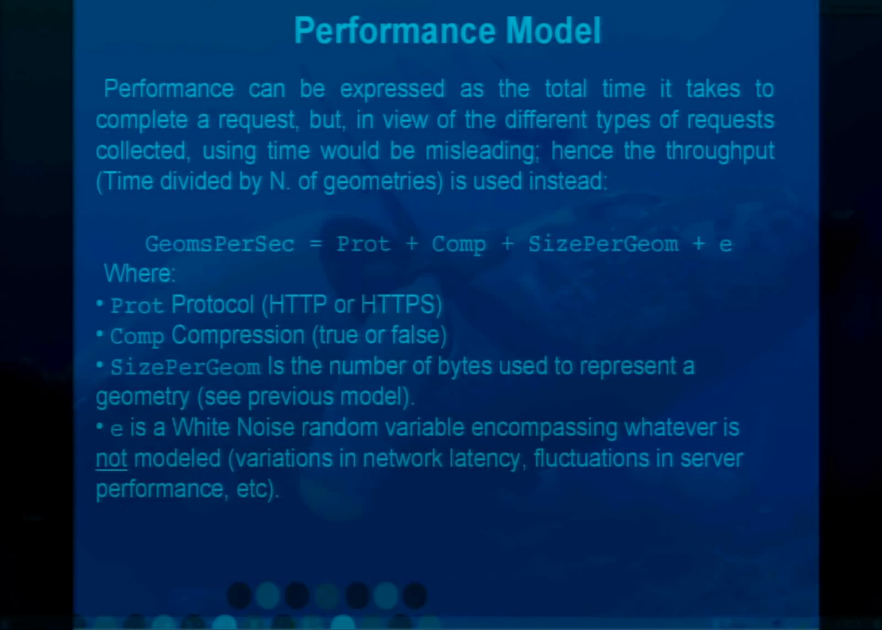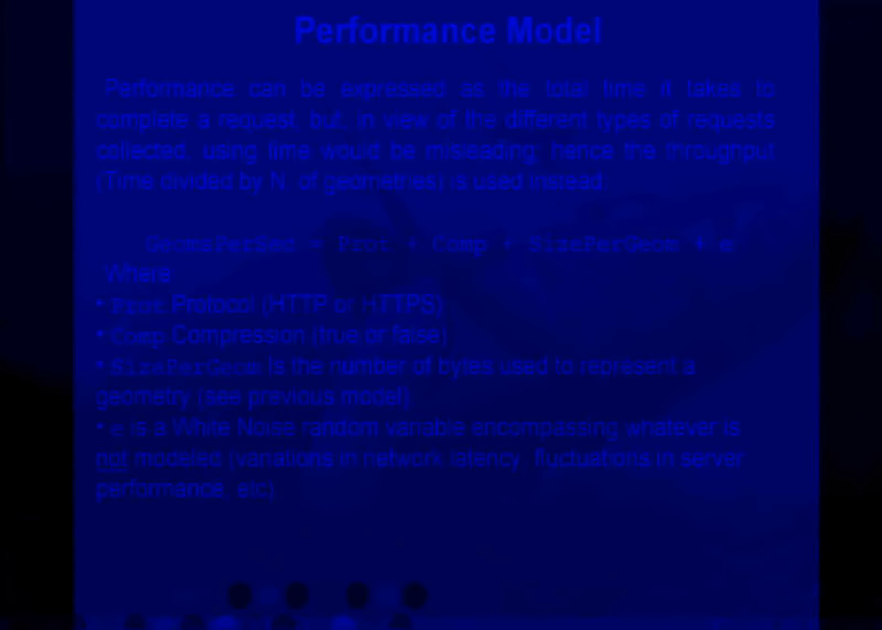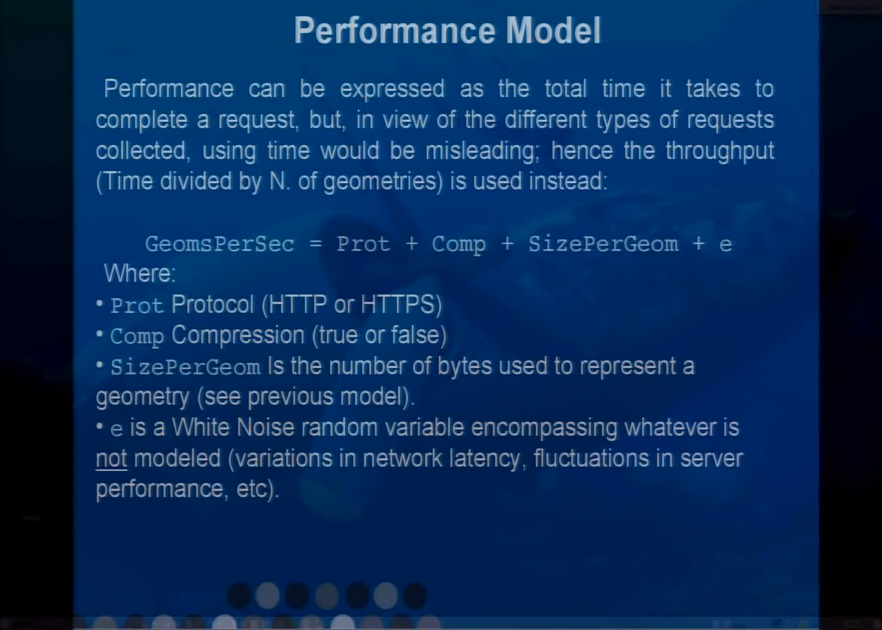Performance model, almost done. The performance model is geometries per second. So it is based on factors that now are, of course, size per geometry, and protocol, which is HTTP versus HTTPS, and the compression. And of course, white noise.